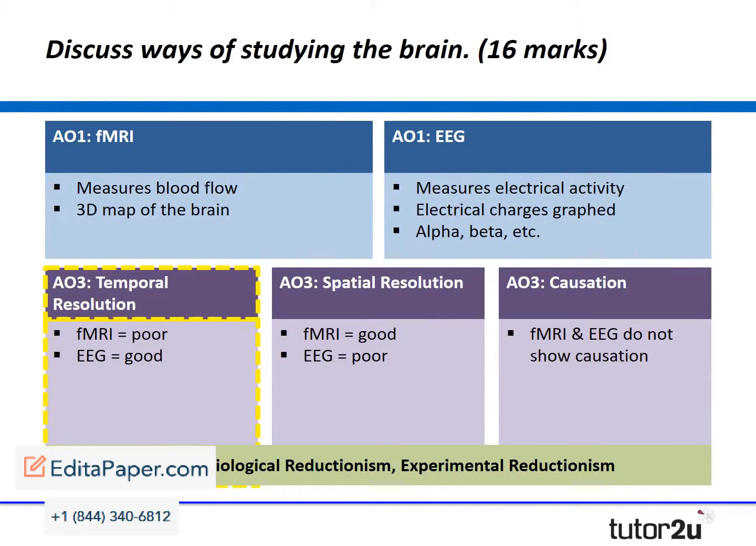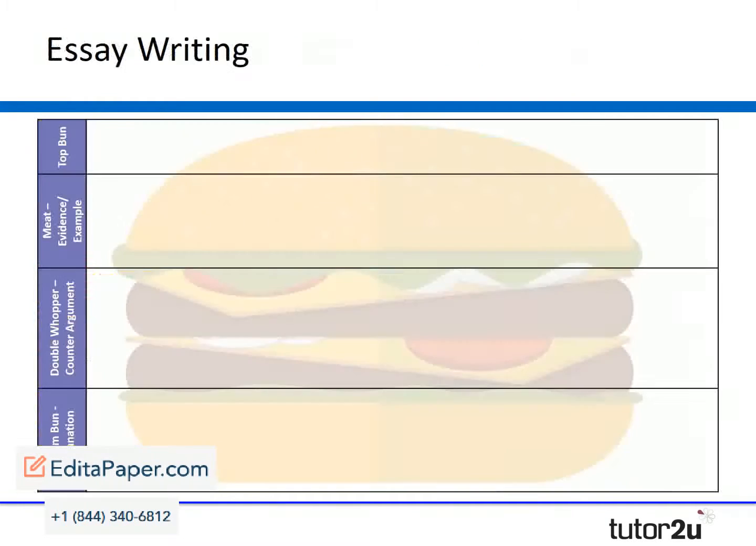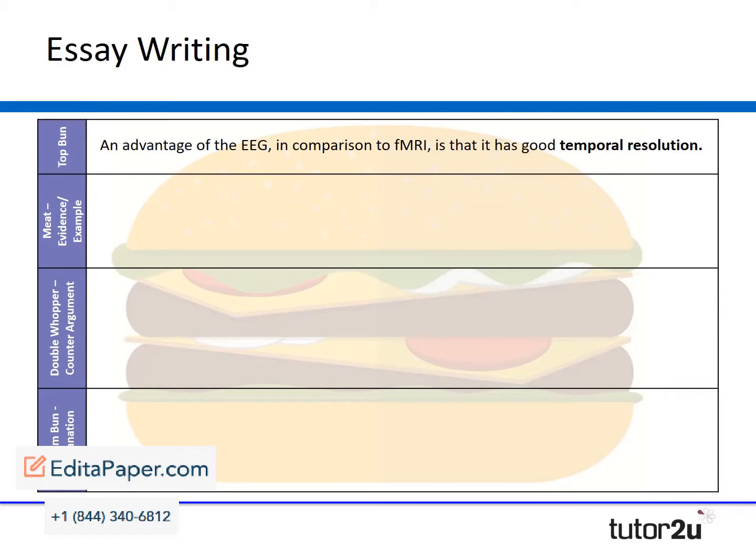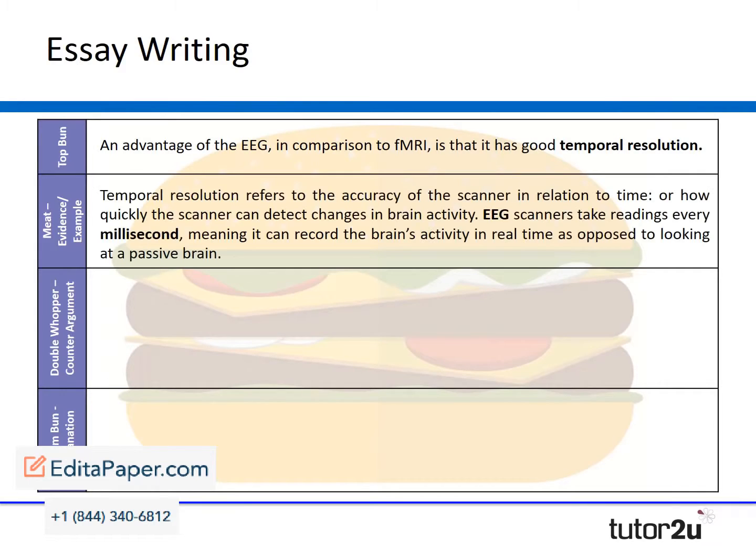Now let's look at how we might evaluate using the idea of temporal resolution, which will incorporate here both fMRI and EEG. So this is a really effective way to evaluate both treatments or both ways of studying the brain at the same time. So you might use the double whopper technique here, where you provide your point, you bring in your first bit of meat, your evidence, you then provide a counter argument, which in this case is going to be us comparing the two different ways of studying the brain, and then you bring in an explanation. So you might say an advantage of EEG in comparison to fMRI is that it has good temporal resolution.